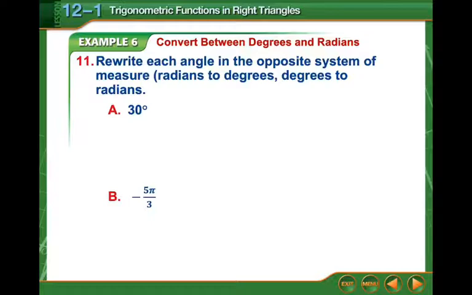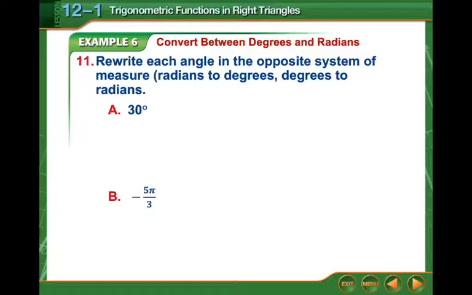So here we want to convert these to their opposites. So the first one's 30 degrees. We want to convert it to radians. If you think about it in terms of dimensional analysis in chemistry class, you're going to multiply across by what you want to keep and divide by what you want to get rid of.